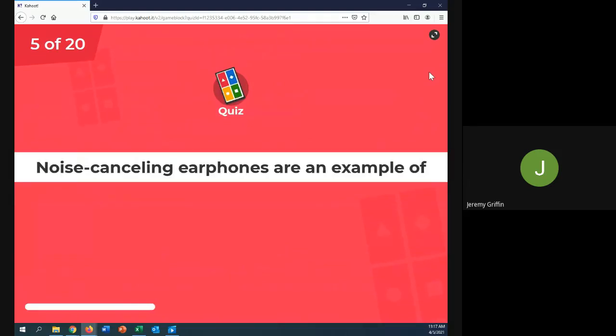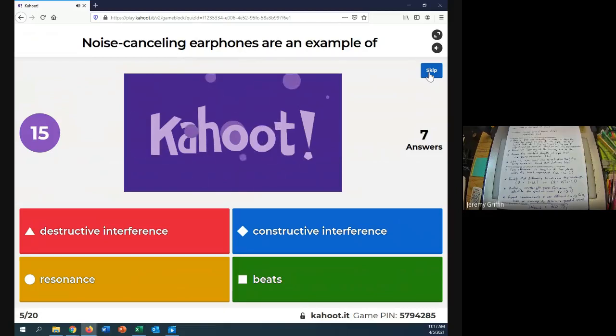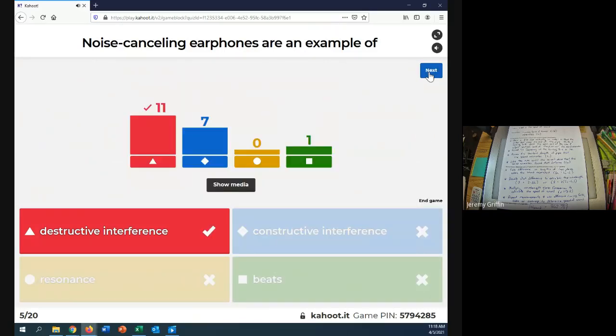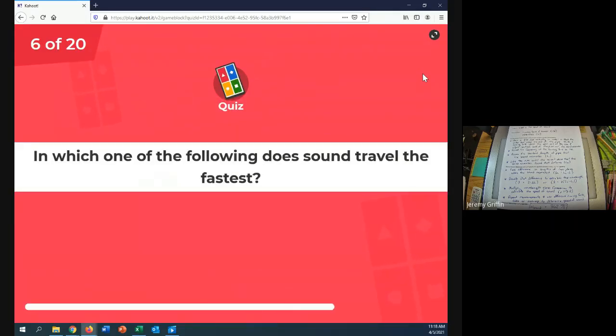Top 5. Noise canceling earphones, your example of destructive interference. You guys remember, you interfere a wave with itself, and it waves exactly upside down of itself, then it will cancel out.